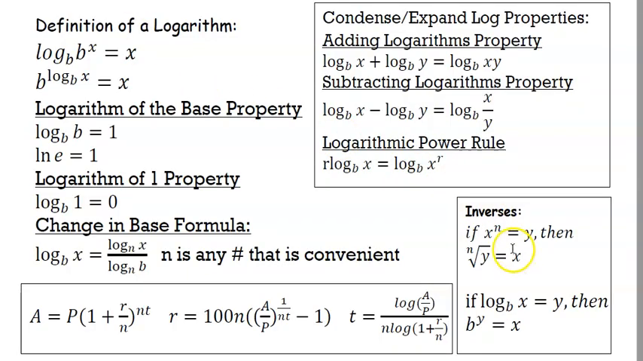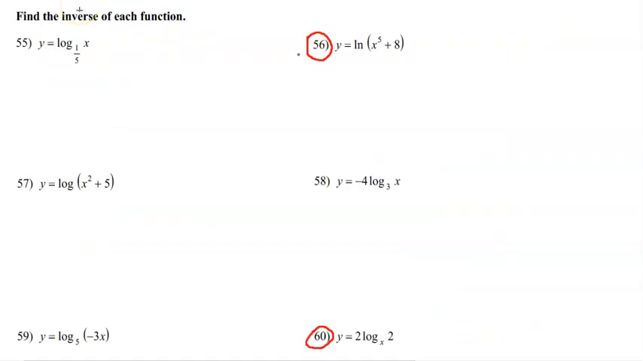So let's recall from our notes the inverse. If log b of x equals y, then b to the y equals x. To get rid of a log, we'll base by b each side. To get rid of a base, we're going to log b each side. That's the definition of a logarithm. Now let's find the inverse of each of these functions.